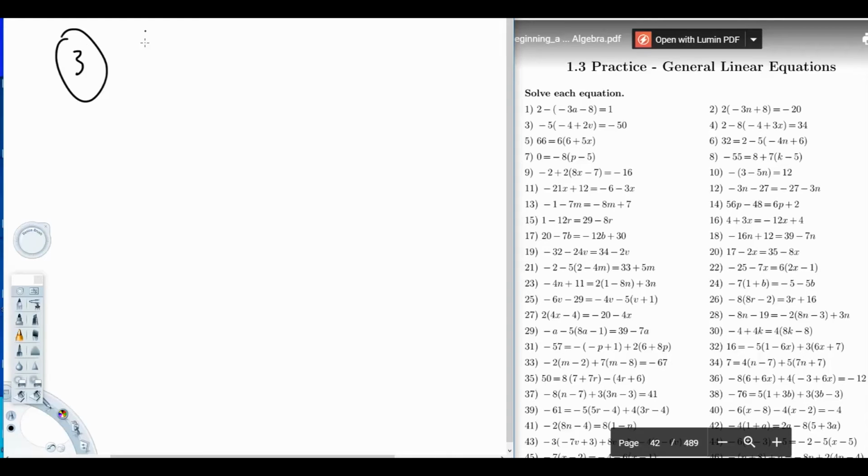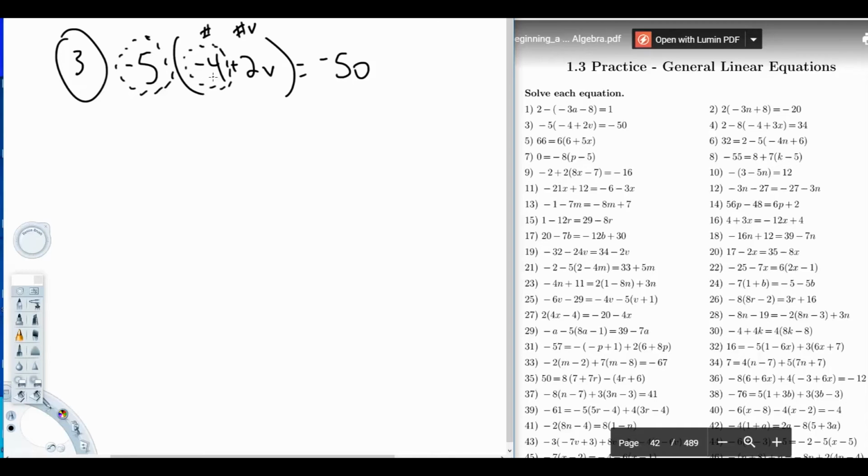Number 3, negative 5 times 4 plus 2v equals negative 50. All right. There is no plus or minus sign, so it's a multiplication. Same problem, familiar now. We have a number, and we have a number with a letter. We cannot add or subtract that. They have to be the same thing, like terms, they'll say. So we take this number right here, and we multiply by this one.